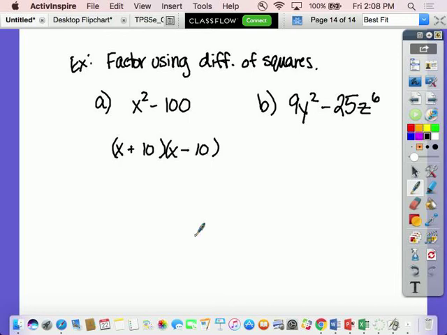All right, so let's look at the next one. This looks a little more complicated, but really it's just as simple. So we set up our factors. 9y squared is a perfect square. Terry, what's the square root of 9y squared? 3y. The square root of 9 is 3, and the square root of y squared is y. Good.